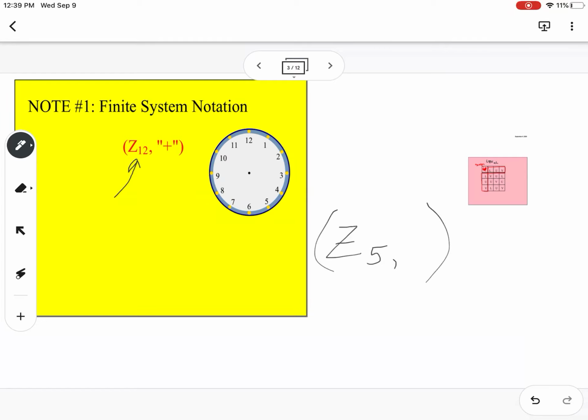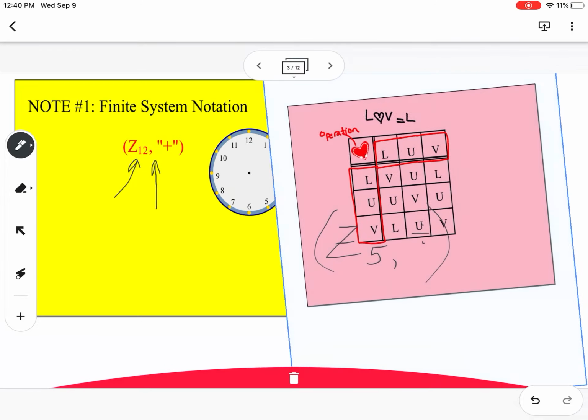And then notice that I have a comma, and the next part within my parentheses is my operation. So if I were in a system of Z5 addition, I would put an addition sign. If I were in a system of Z5 division, I would put a division sign there. So that's our finite system notation, and we are going to look at some numeric finite systems where they have numbers, and we're going to look at some non-numeric systems like this.